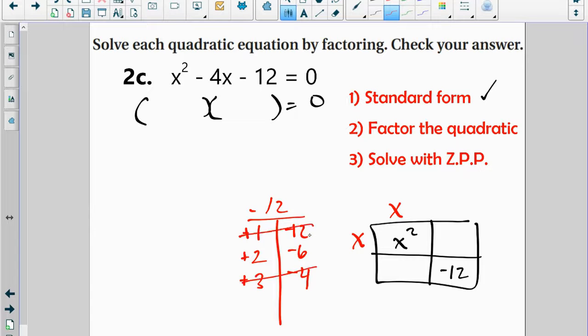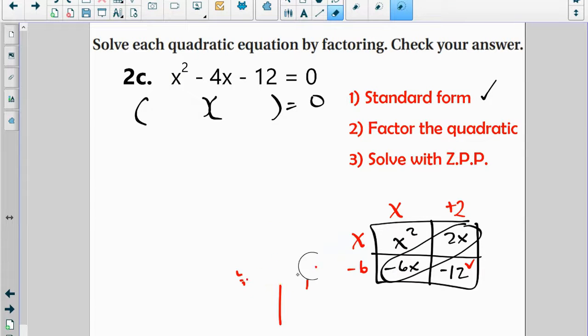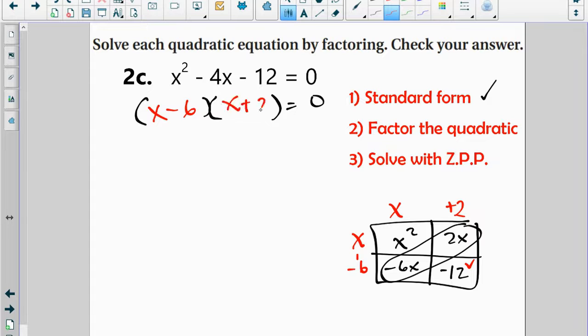But the only one that adds up to negative 4 is these two. So positive 2 times negative 6 is negative 12. We're good there. And then we have 2 times x, negative 6 times x, added together gives me negative 4x. So we write our factors, which are represented by our length and our width. So x minus 6 is one factor, and x plus 2 is the other factor.